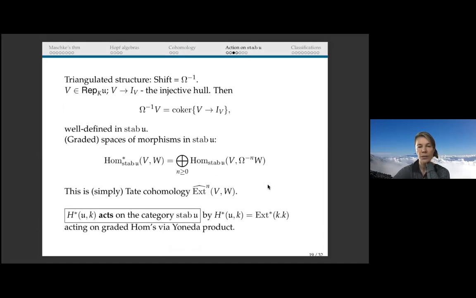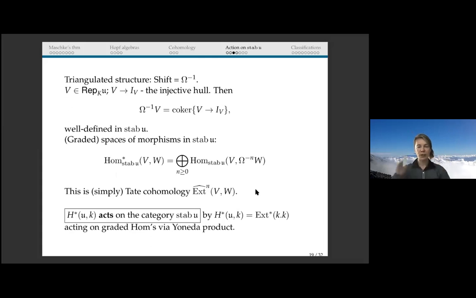Now with this shift, we can consider graded spaces of morphisms, which is usually what's done in a triangulated category, the Hom star. This is where we take a direct sum of all morphism spaces with all the shifts. And this is basically Ext groups. I didn't put it, but these are Ext groups over U, so there should be a U here. Except that we also have the negative ones. We have all the positive ones, which we defined, but we also have the negative Ext groups, so this becomes what's called Tate cohomology.